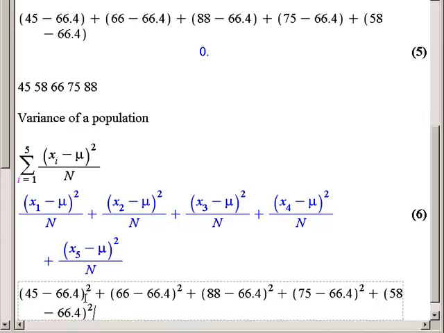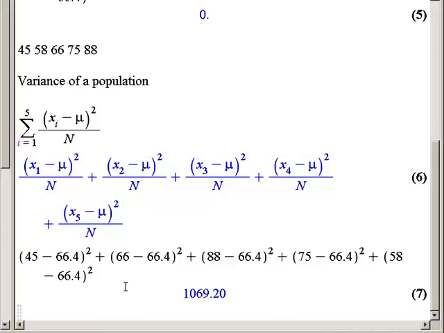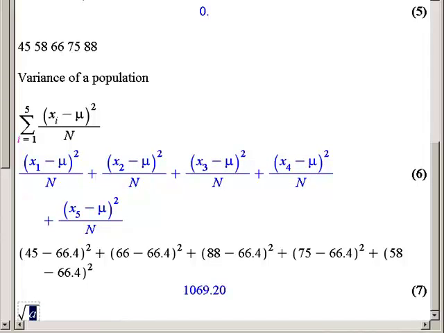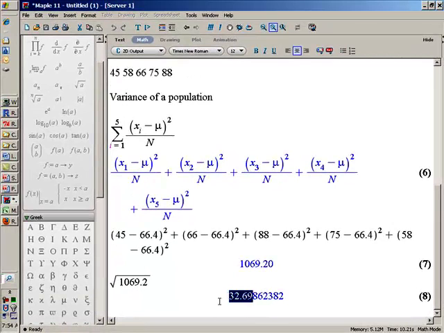Notice that I've added a square with every student, and so basically what we have done is that we have subtracted the mean from each grade, and then after subtracting it, we have squared it, and I press enter, and I get this number 1069, and that is the variance. And if I take the square root of 1069.2, this would be the standard deviation. 32.69 would be the standard deviation.